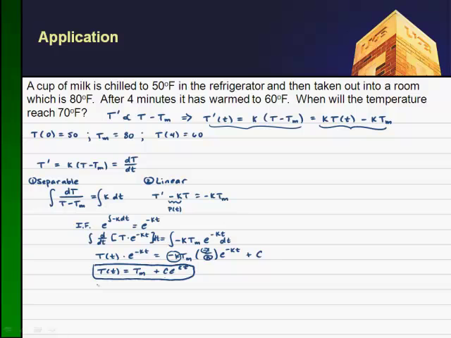We can apply our condition to find c. So if I apply my initial condition, I have that 50 for the temperature occurs when I have a time of 0, so my Tm, of course, is known, that's 80, plus c, e to the 0 is just 1, so I get that c is going to equal 50 minus 80, which will give me a negative 30.